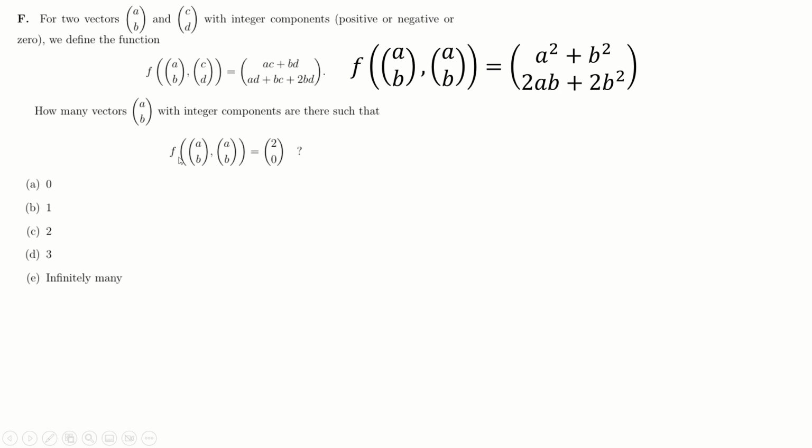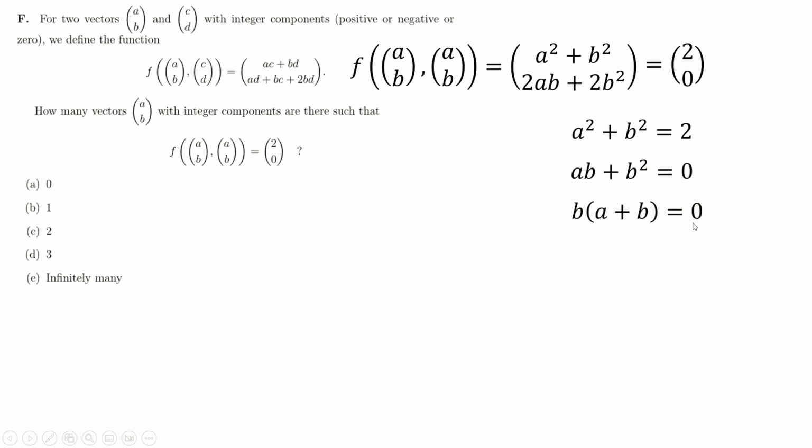And all you need, apparently, is for this top row to be 2 and the bottom row to be 0. We can divide everything here by 2, and then if you factorize this, you get this. So either B must be 0 or A must be minus B. If B is 0, you get A squared is 2, so A is plus or minus root 2. But you're only allowed to put integers into this, so that can't happen.